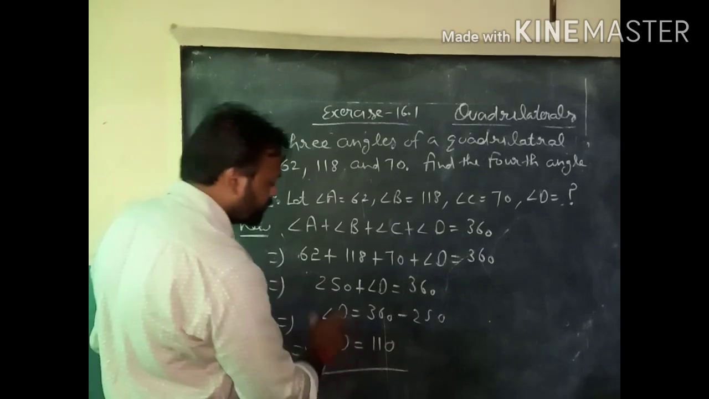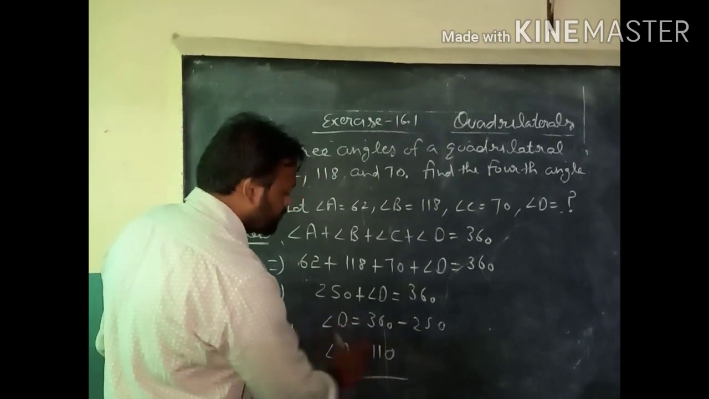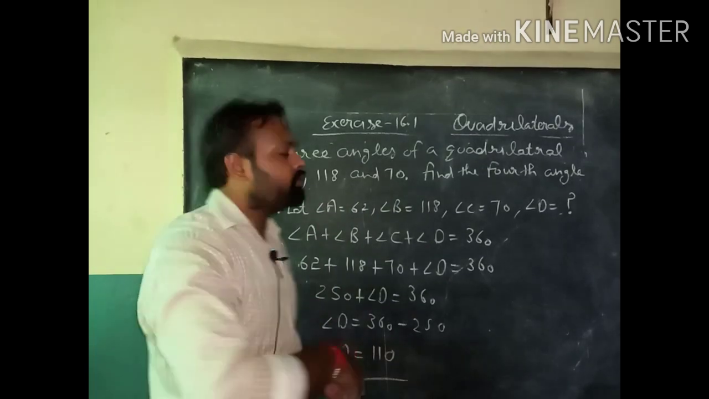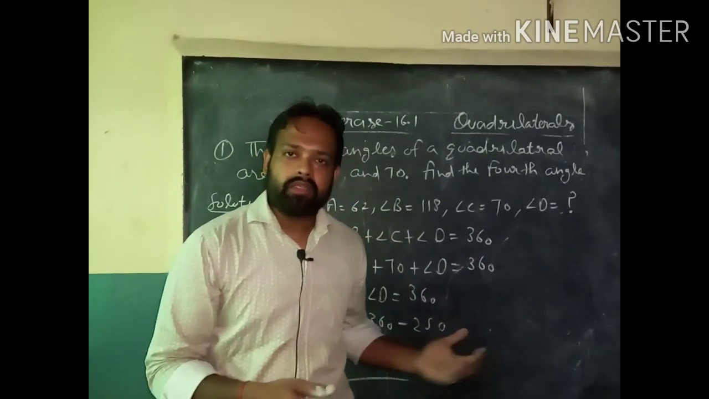So this way we can find the angle. The angle D is 110 in this quadrilateral. This is a very simple case, you have to do it by yourself, then you can easily understand this one also.